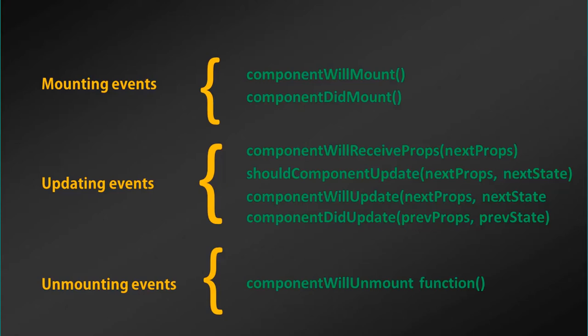Each of these functions gives you more granular control over a component. These methods are very simple to remember. Event names make it clear to the developer when the event is triggered. For example, the componentDidUpdate method is fired when the component is updated. So the name of this method refers to the action, right?